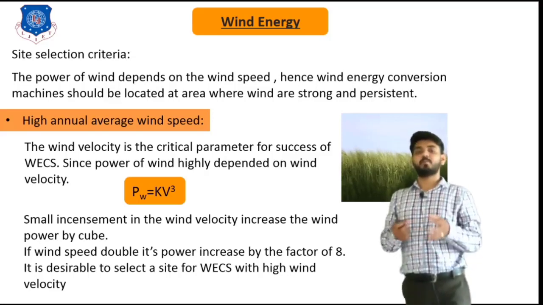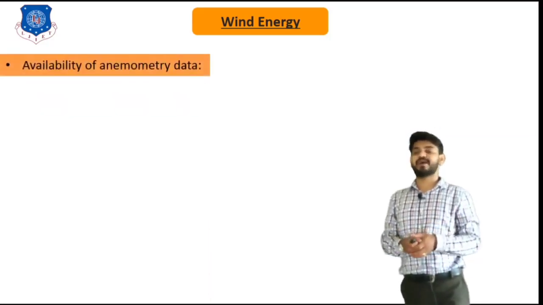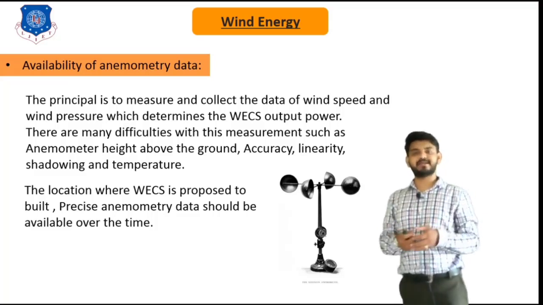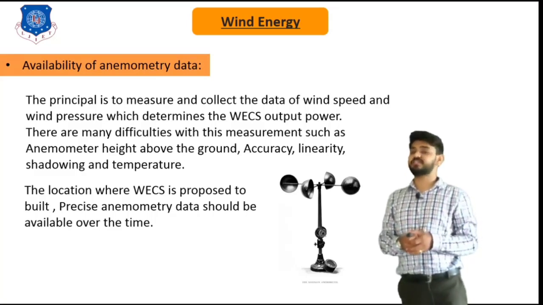Now let's move to the next point, and that is availability of anemometry data. This anemometry data is basically a measurement of wind speed. Basically, this data determines the output power of the wind energy conversion system.